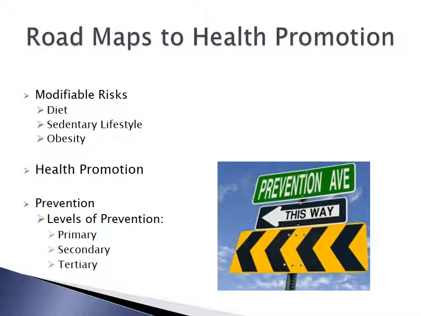Roadmaps to health promotion. The road to prevention is paved by modifying risks and preventative measures. The epidemiologic model is used by the community health nurse to address modifiable risk factors and establish interventions. Modifiable risks are the susceptibility to disease or injury that can be controlled by individuals, people, families, or communities. Examples of modifiable risks include diet, obesity, and sedentary lifestyle.